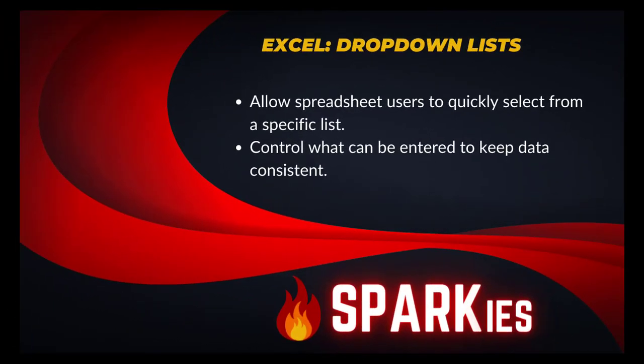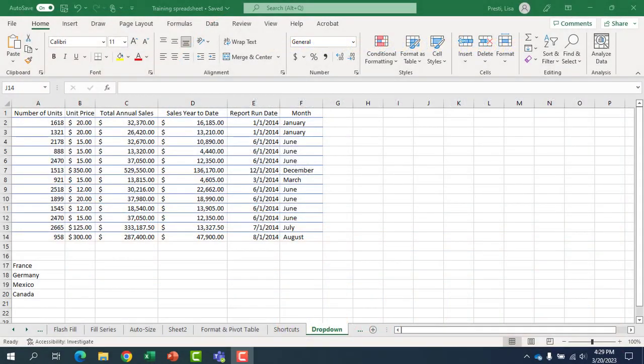Drop-down lists can help spreadsheet users make a selection from a predetermined list and can avoid spelling and format errors by controlling the data that can be entered. Using this data table as an example, we will make a drop-down list of the applicable countries.